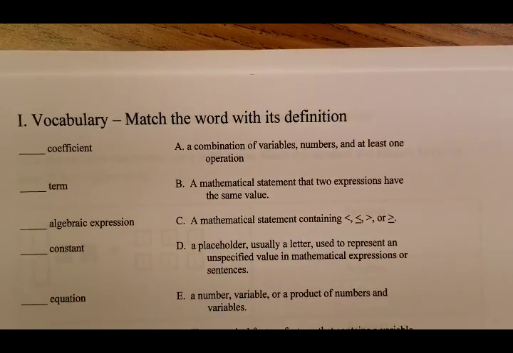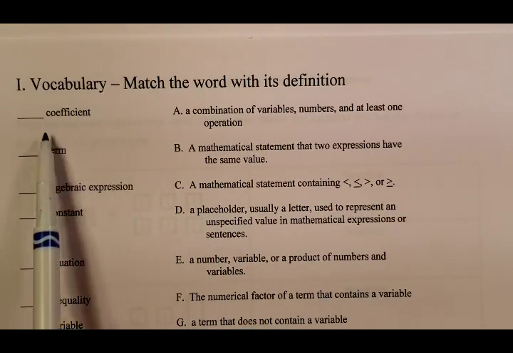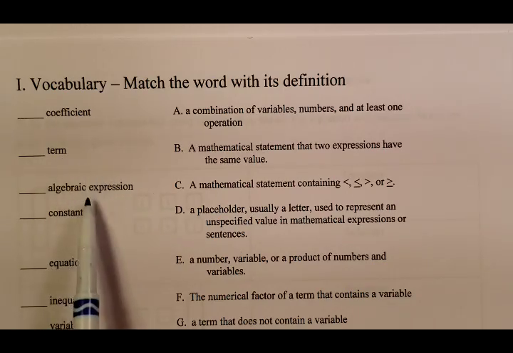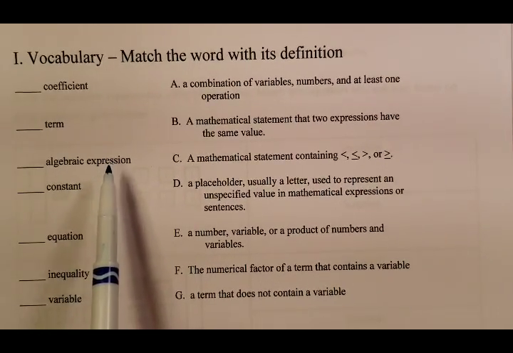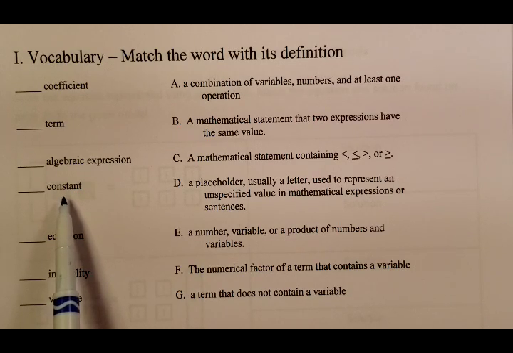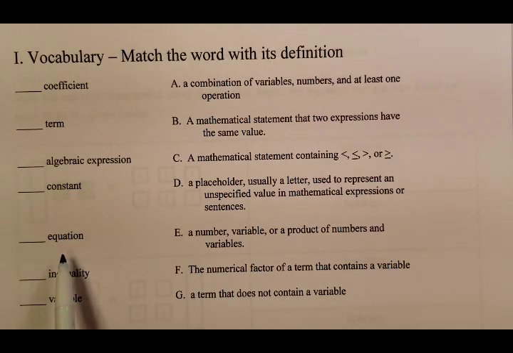On the vocabulary section, coefficient, term, algebraic expression, that just means it has variables in it. Constant means it does not change. Equation must have an equal sign. Inequality, it's going to have an inequality sign. And variable, it's a letter being used as a number.